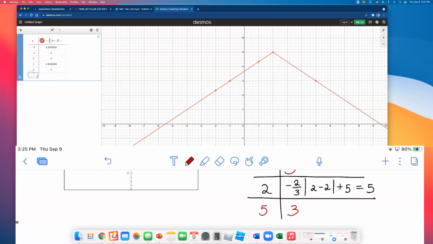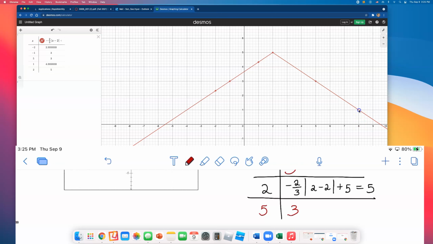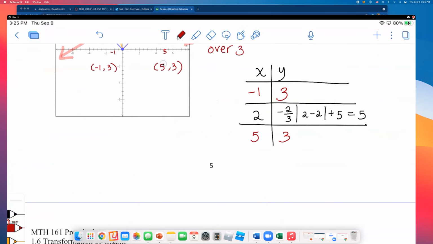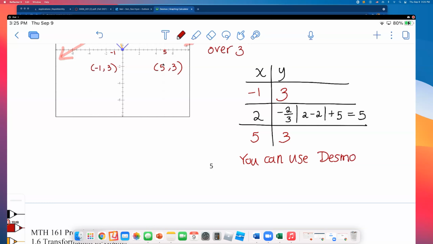So just like that, you can just keep on plugging in numbers. What will happen if I plug in x equals 8? I think it's gonna be another very nice number. If I plug in x equals 8, I will get the y value of 1. So that's your calculator that you can use, okay? So I will say you can use the Desmos table function to find additional points.